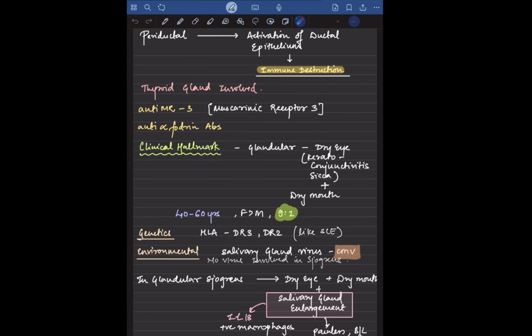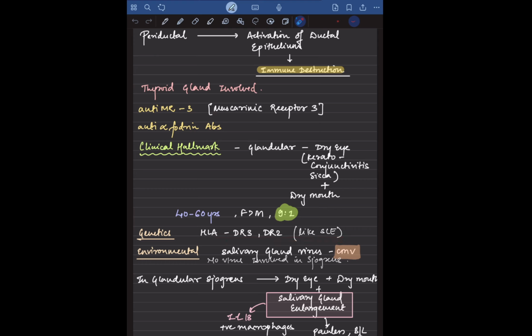Okay. So when we talk about the periductal involvement, there is an activation of the ductal epithelium where there will be immune destruction, and the thyroid gland is also involved, as there are antibodies, say anti-M3 and anti-alpha-fodrin antibodies. So, who are the people who are affected? This is mostly a female disease, with a 9:1 female to male ratio, between 40 to 60 years of age. We also see it in the reproductive age group, right? We have genetic factors, which are HLA-DR2 and DR3, just like in SLE.